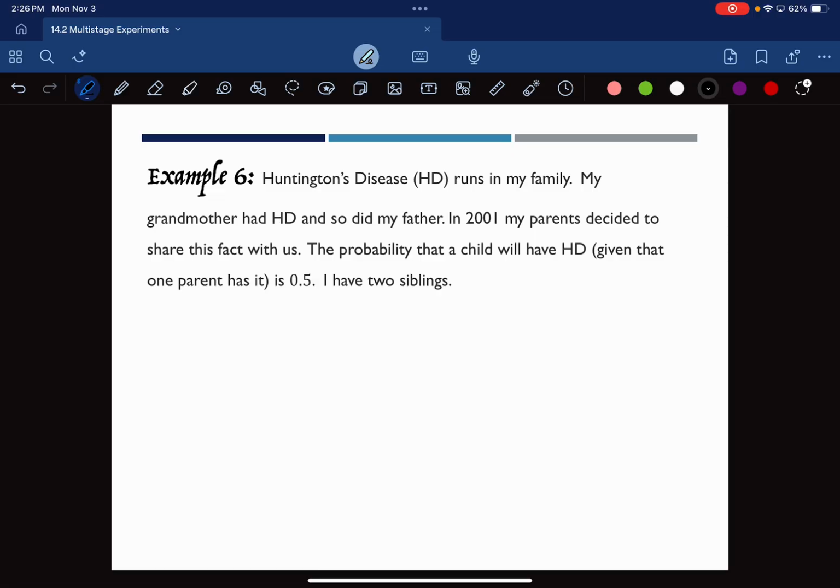Huntington's disease. Has anybody heard of it? I've got a couple nods. Huntington's disease runs in my family. My grandmother had it, and so did my father. Let me talk a little bit about what Huntington's disease is, because I want you to experience sort of the magnitude of what this problem represents in my world.